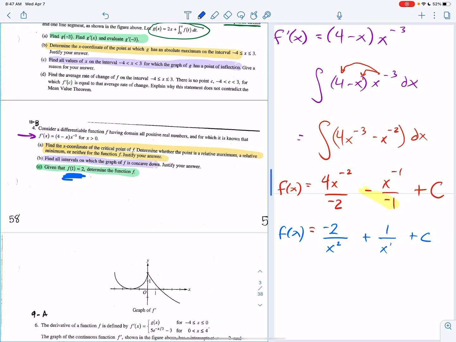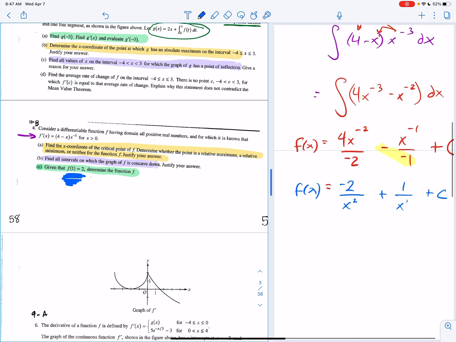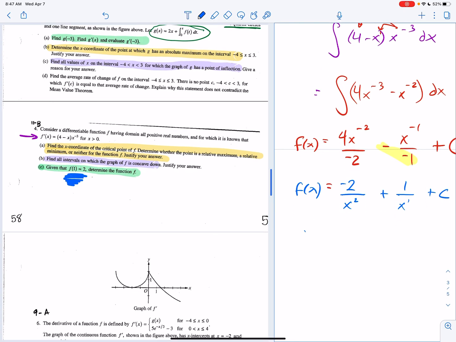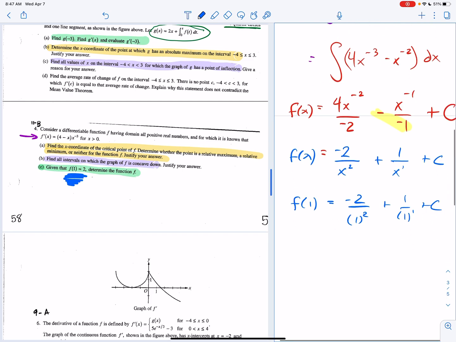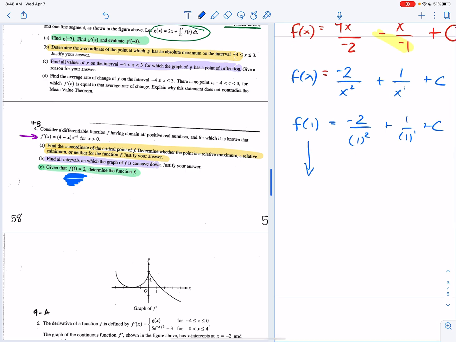So notice how it says, given that f of 1 is 2, determine the function f. So what I'm going to do is I'm going to plug in 1 for x. So f of 1 is equal to negative 2 over 1 squared plus 1 over 1 plus c. I know that f of 1 is 2. And this all cleans up to negative 2 plus 1 plus c. Go ahead and solve for c real quick. Press play when you're ready. So c should come out to 3 if I did that right.